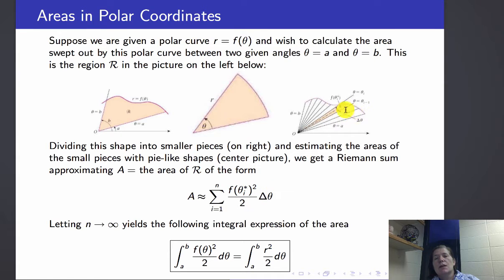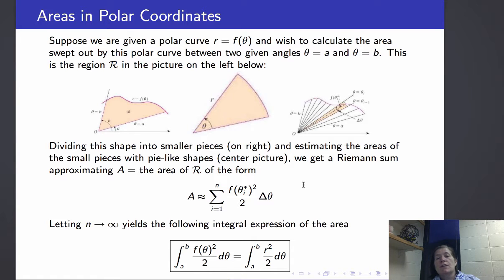And when I sum the area of all the slices, I get this Riemann sum: the sum from i equals 1 to n of f of theta i star squared over 2 times delta theta, where theta i star is some angle in the interval from theta i minus 1 to theta i.